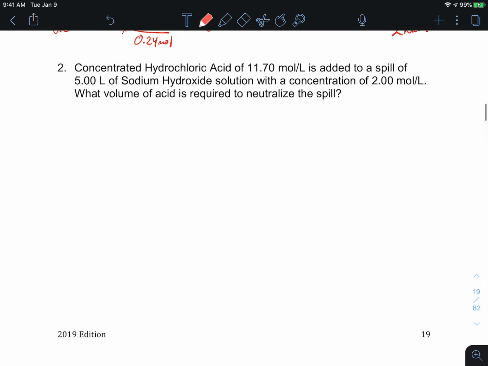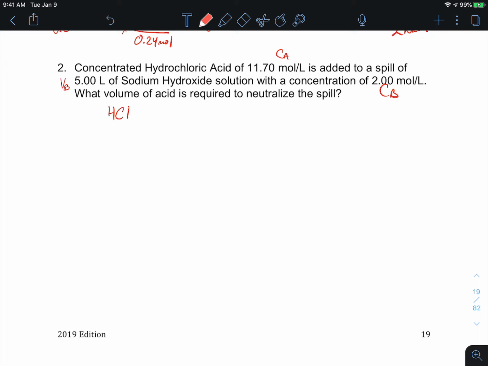Okay, let's try this next one. Concentrated hydrochloric acid of this much concentration, so this is my acid concentration, is added to a spill of 7 liters of sodium hydroxide. So that's a volume of a base with a concentration, okay, so that's a concentration of base of this much. Okay, and what volume of acid is required to neutralize the spill?